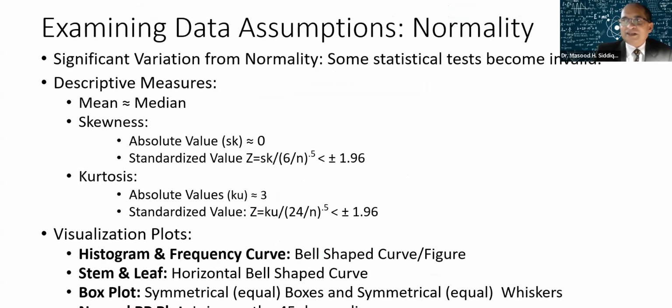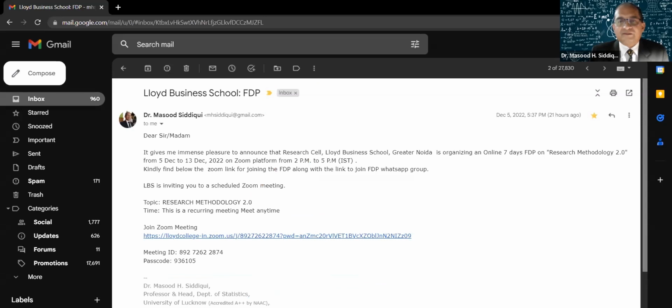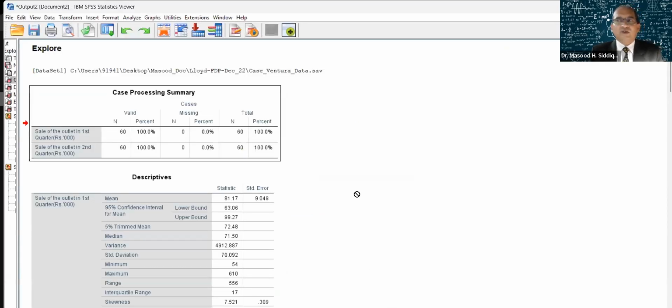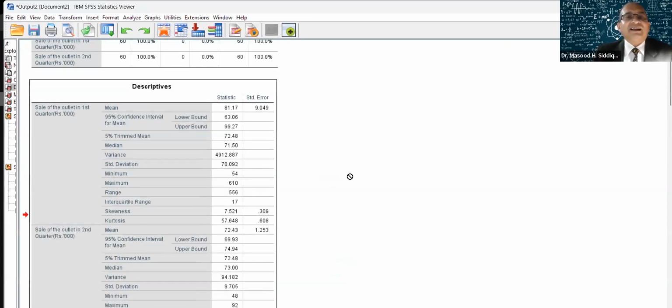Discuss the two aspects. So let us consider those two aspects first through our data, through our output. Then I will be coming back to these slides.